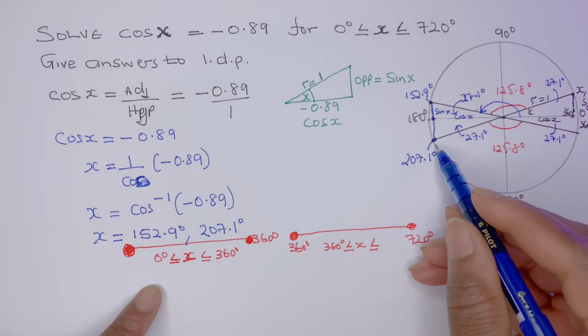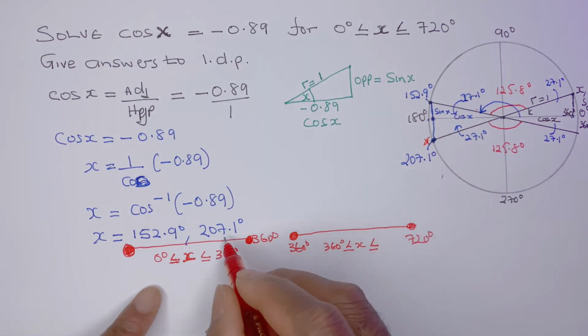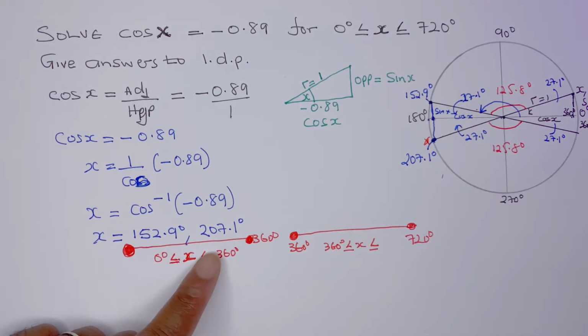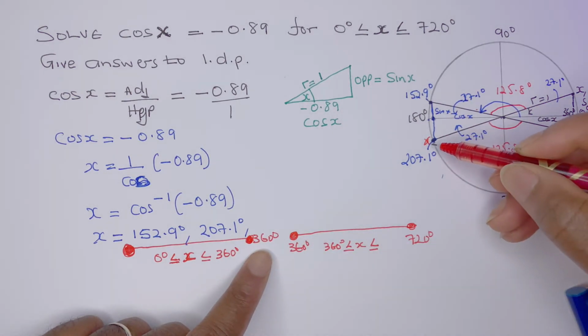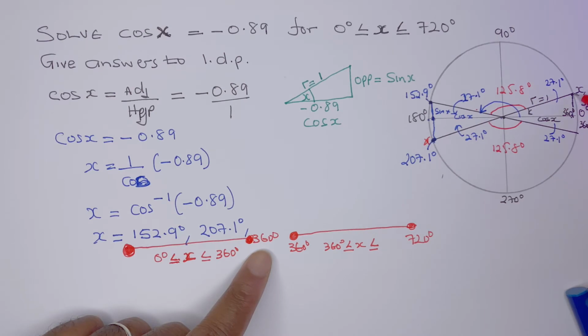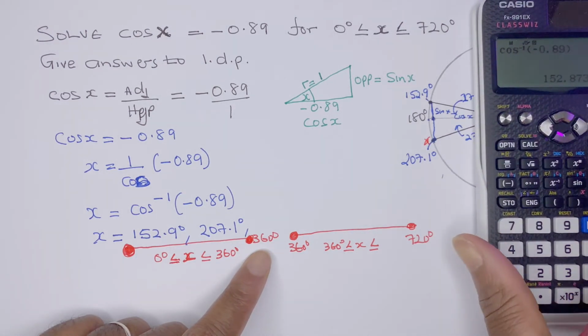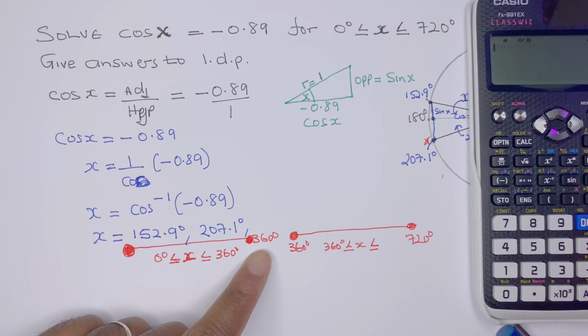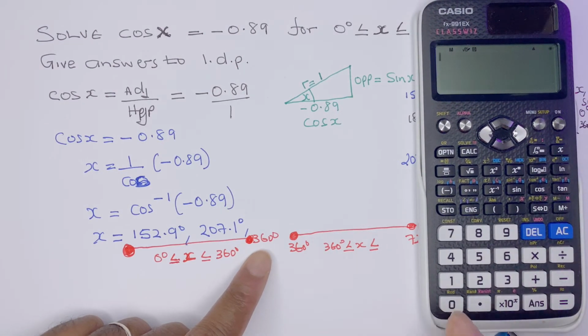So that means I need to go from here, from 207.1. From there I need to add 180 plus 125.8 to get back to there again. So if I get the calculator here, I need to add 180 plus 125.8. So turn that calculator on.